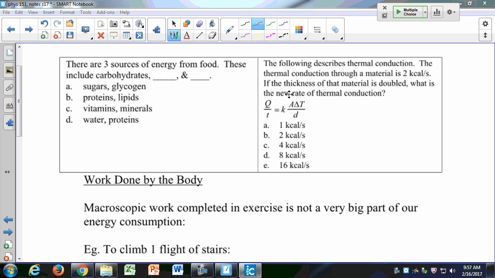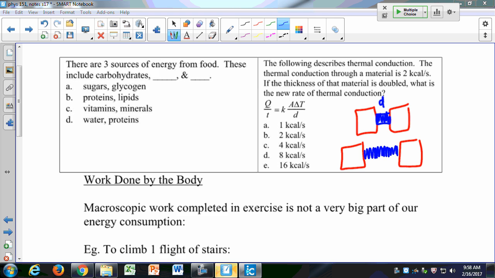And so the thickness is referring to how thick the material is. Let me draw a picture to try to describe this. Let's say that I have two objects, and they are separated by distance D. There's a certain material between them that has a thickness D. And then I make them further apart, so that now this material is twice its original length. It's 2D. And that means that when the rate of thermal conduction was 2 kilocalories per second, now it's going to be smaller. It's going to be 1 kilocalorie per second.